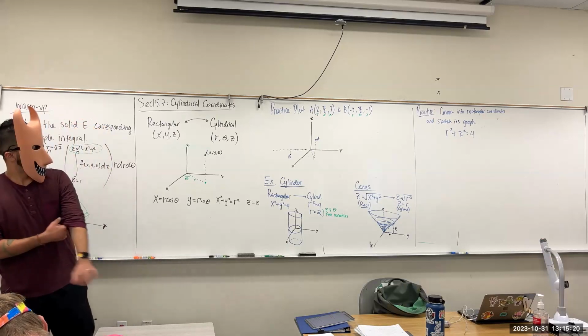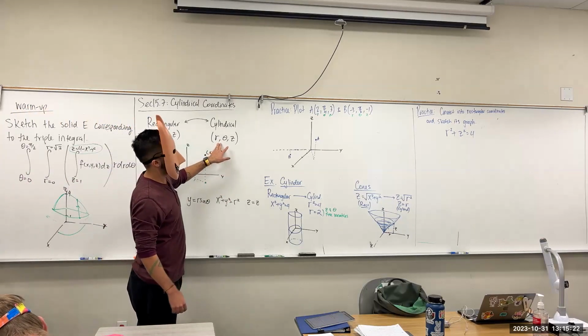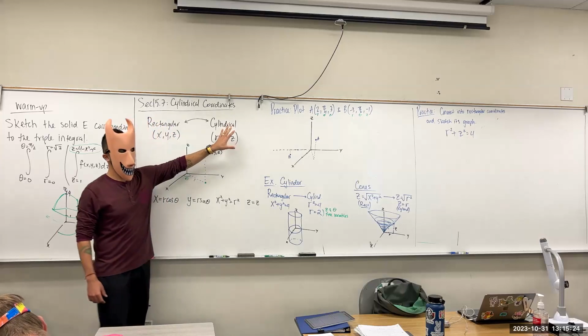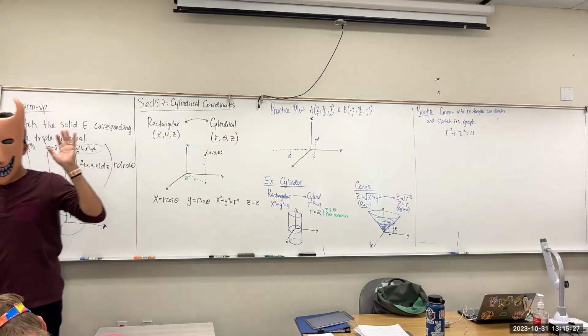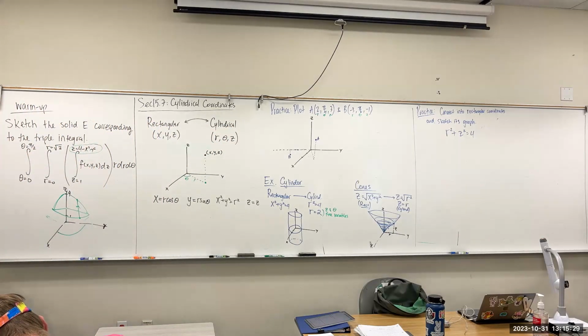All right, so convert. Right now it's in r's and thetas and z's, so it's in cylindrical. Convert it to rectangular. It should look super familiar. And then I want you guys to try to graph it.